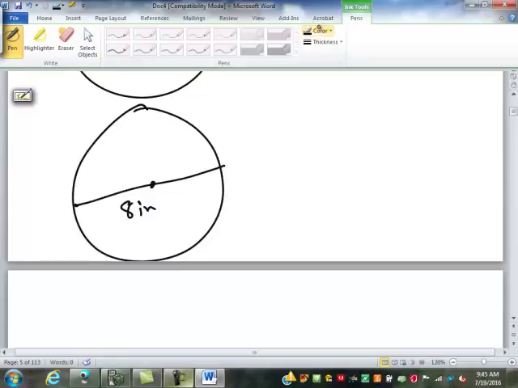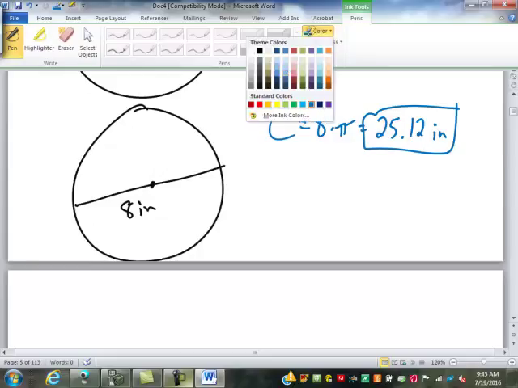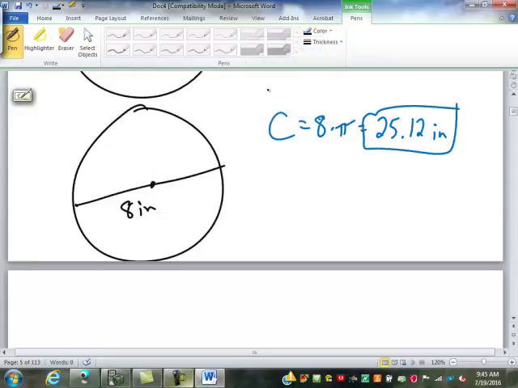Pretend that looks like a circle. With a diameter of 8 inches, how do I find the circumference? Well, 8 times pi, right? Which is going to be about 25.12. Questions?